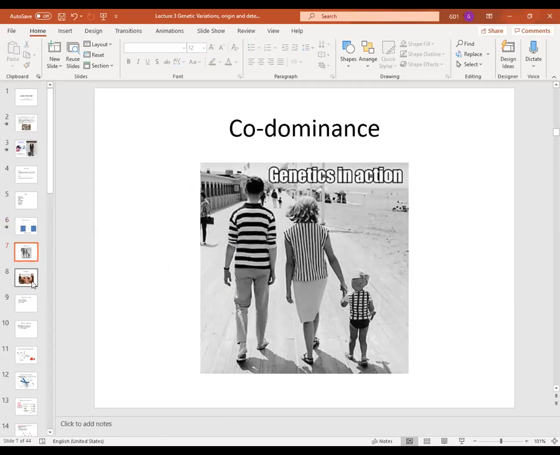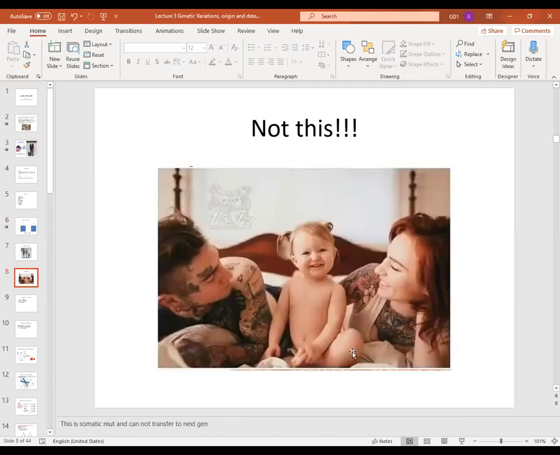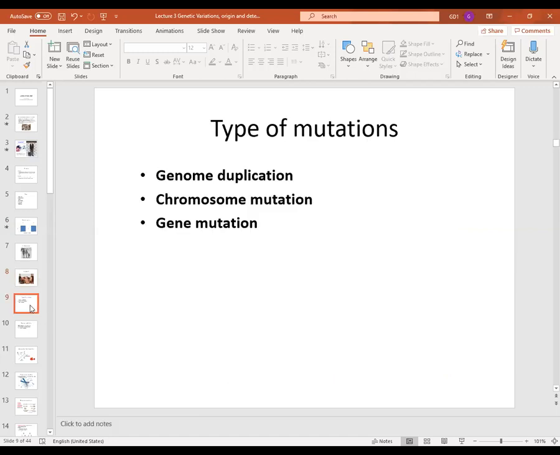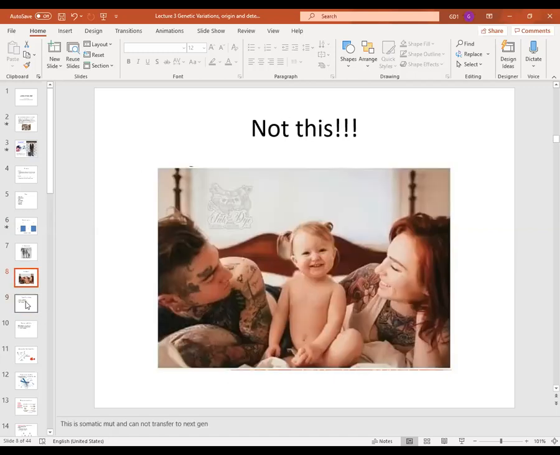And also for fun, this is not right: this baby doesn't have any of the skin features related to the mom or dad. They didn't transfer to the baby, just for fun.